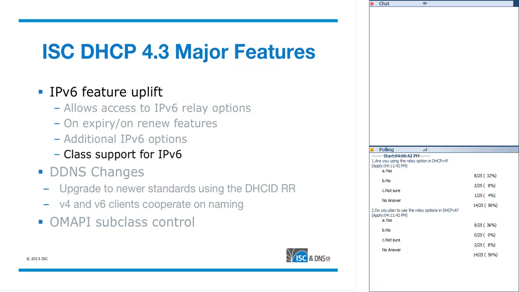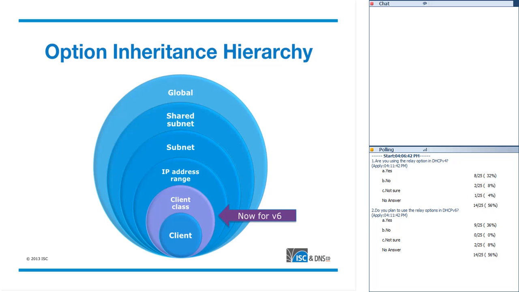And so here we have just the standard DHCP option inheritance hierarchy. Obviously, the one there in purple, client class, is what we're adding now for v6 in 4.3. And Sean, would you walk us through a little bit about the hierarchy and what you're adding here for IPv6?